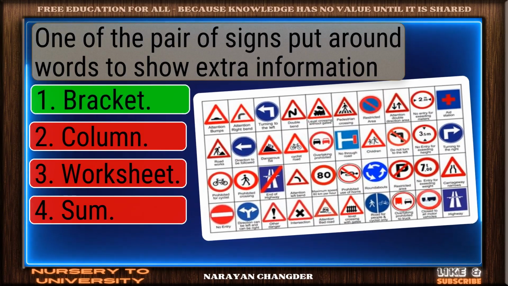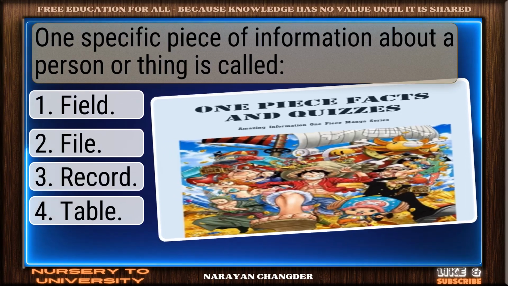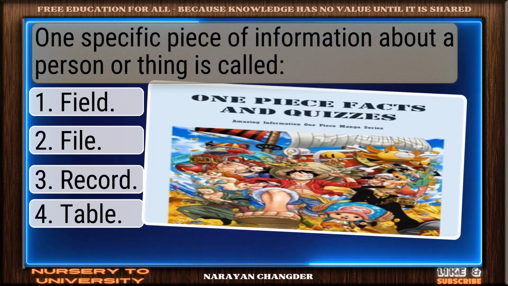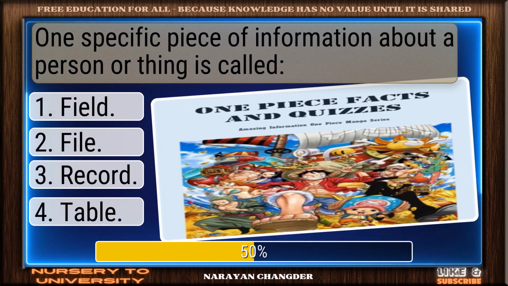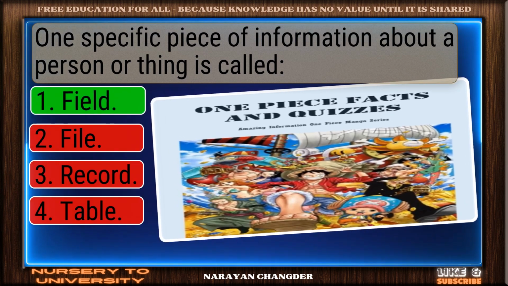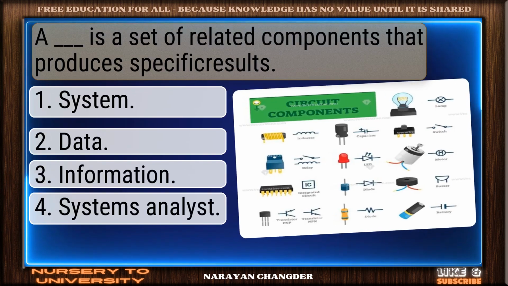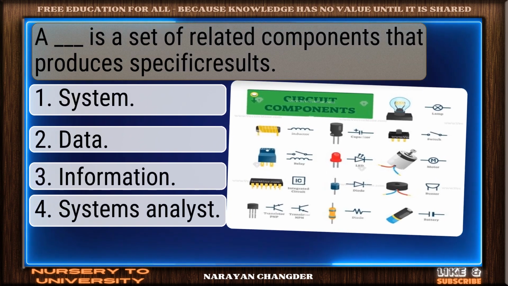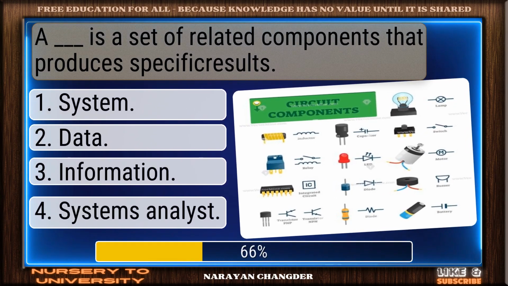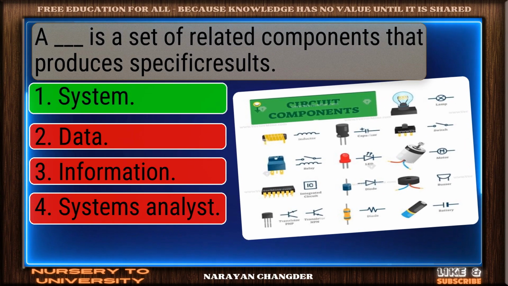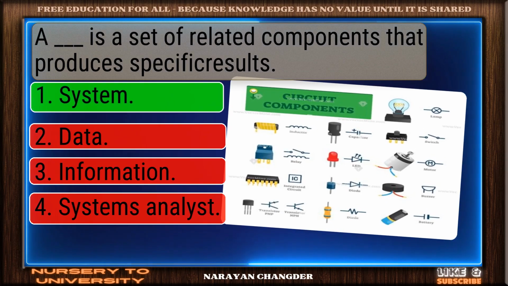You got it. Bracket fits. One specific piece of information about a person or thing is called. Valid point. Field is true. A dash is a set of related components that produces specific results. Excellent choice. System is right.